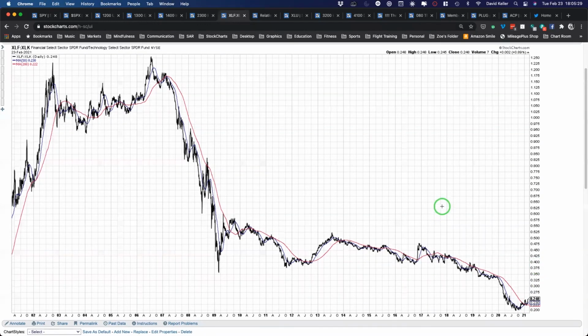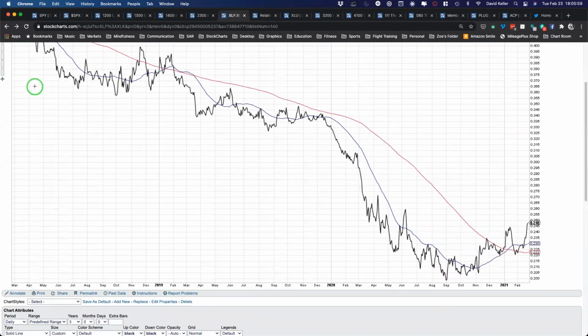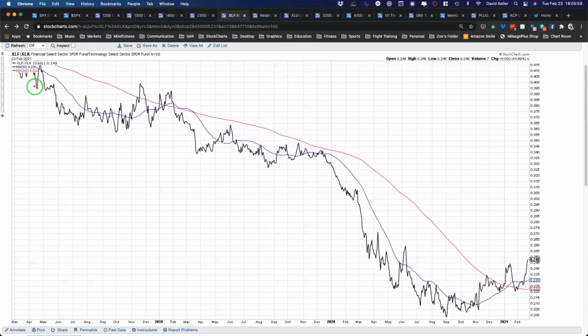So that is our one chart for today, really looking at the ratio of the financial sector, the XLF, versus the technology sector, the XLK. This is one of the many ratios that I love to look at to understand the relationship between different sectors, styles, and themes.